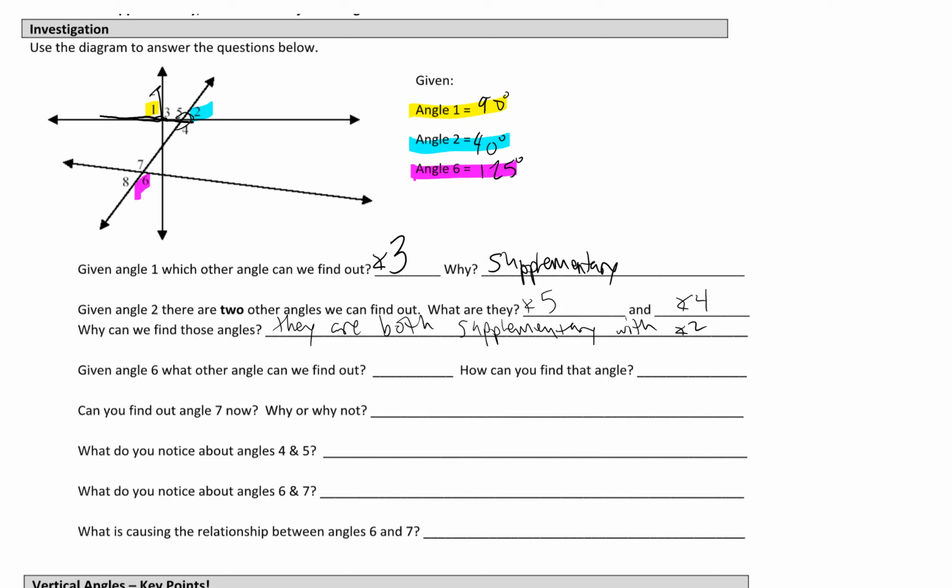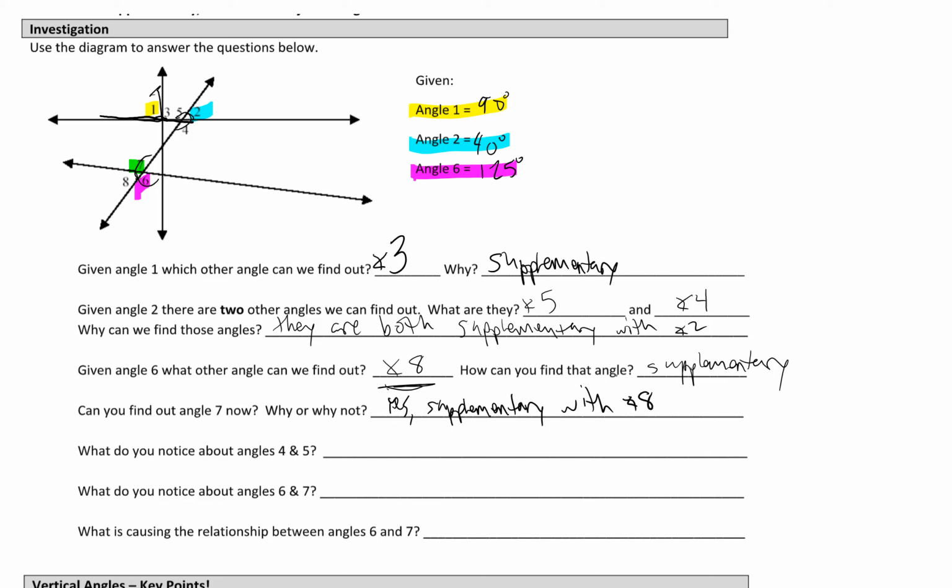All right, given angle 6, which is right here, what angle can we find out? Again, we're looking at supplementary, so it looks like we got angle 8. Supplementary. And then can we find out angle 7? Angle 7 is right here. We don't have it to start out, but we do know that we could find out angle 8. And if we find angle 8, angle 8 and angle 7 are supplementary. So I think, yes, we can find that out, because again, it's supplementary with angle 8.